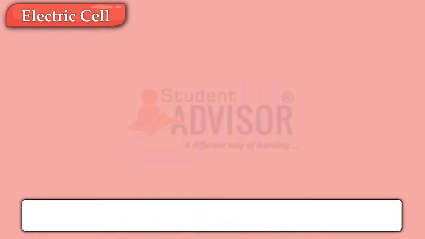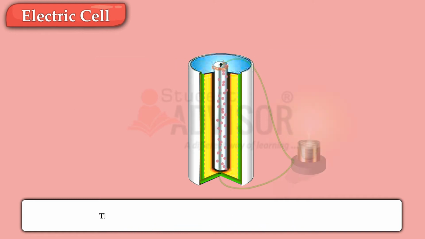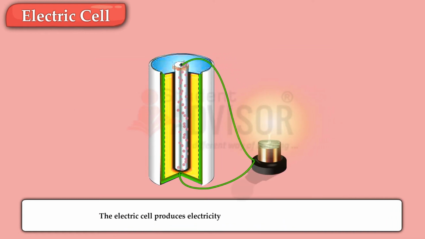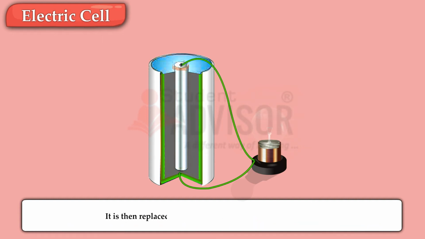An electric cell has a number of chemicals stored in it. The electric cell produces electricity from the chemicals stored inside it. When all the chemicals in the electric cell are used up, the electric cell stops working and produces no electricity. It is then replaced with a new one. Generally, dry cells are used.